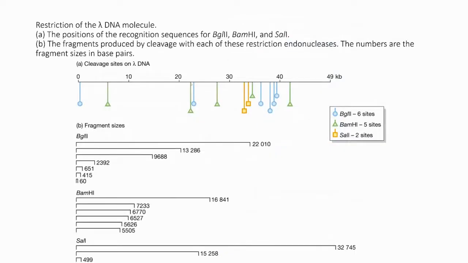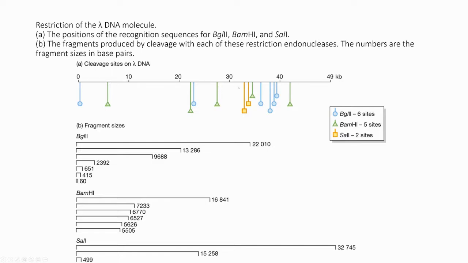All right, so restriction mapping. Let's say, for example, here, this is a lambda DNA molecule. We have 49 kilobases long. All right, the lambda DNA, and then we have these three different enzymes: BglII, BamHI, and SalI. For SalI, 2 sites. Okay, you have 1 and 2 sites, because it's a linear DNA, all right.